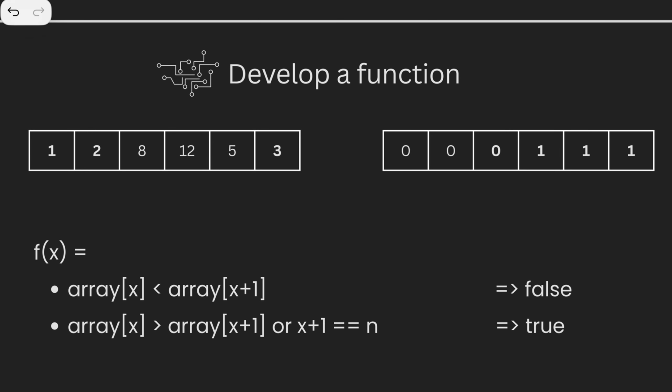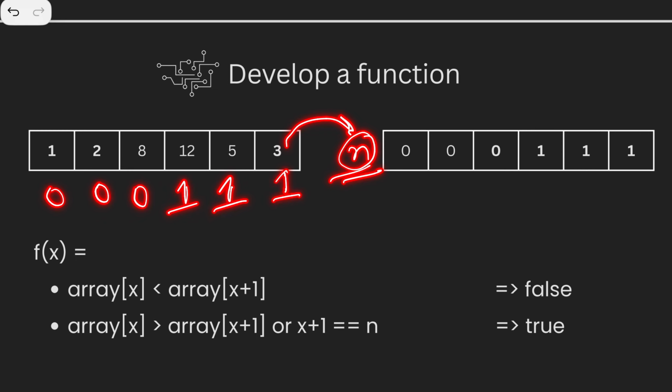Now look at the process of how exactly we are going to develop the function. See, what we want is, when array x is less than array x plus 1, we want false, that means 0. And when array x is greater than array x plus 1, we want true. But what about the final index? There is no x plus 1 for it, right? Well, we define that if x plus 1 is going to be n, then it is true. So we have 0, 0, 0, 1, 1, and we don't have x plus 1, but x plus 1 is going to be equal to n, so it will be 1 as well.